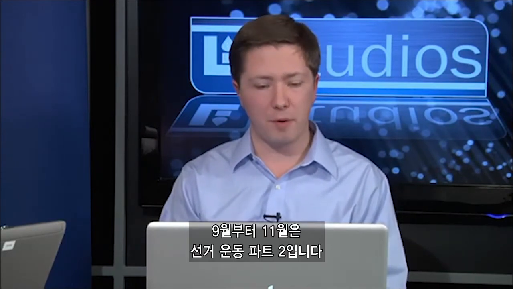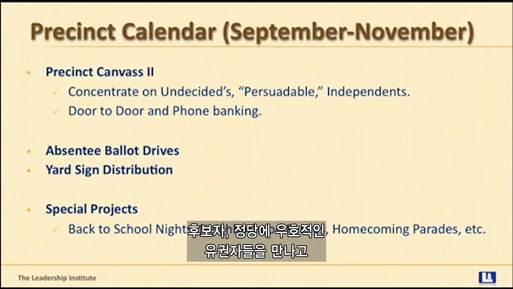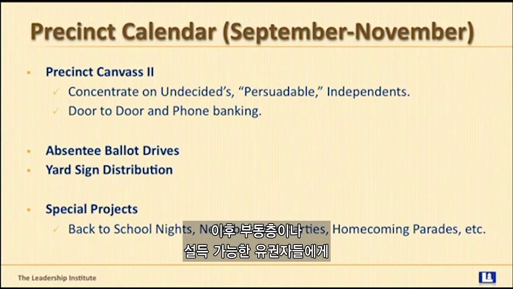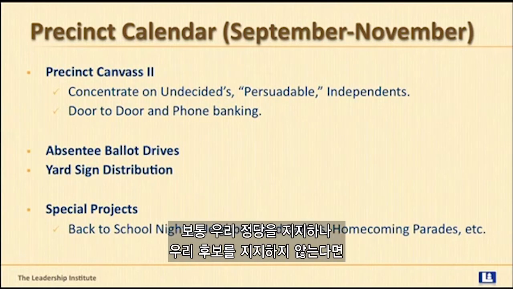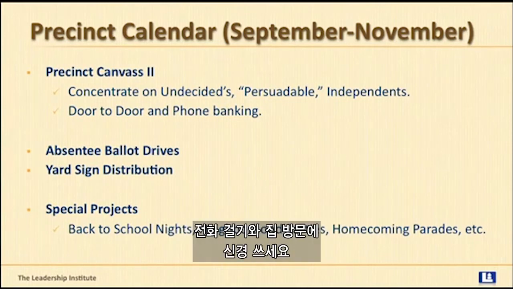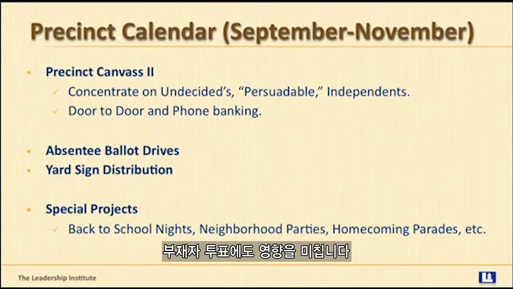From September to November, this is Canvass Part 2. This is where you're going back to the folks who are favorable to your candidate or your party, and you're reaching out to them. You're reminding them of the election. You're going to talk to your undecideds and your persuadables, the folks who maybe support your party most of the time, but they don't support your candidate. Try to swing them in your favor. This is also door-to-door and phone banking. This is also when you'll do absentee ballot drives.